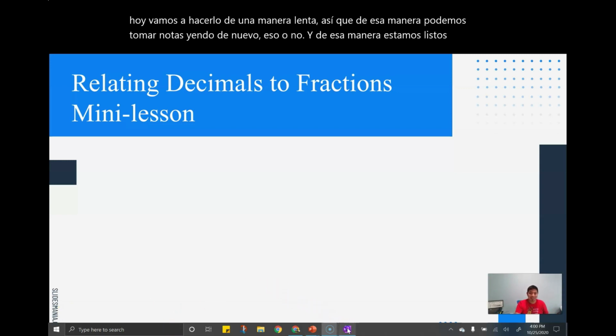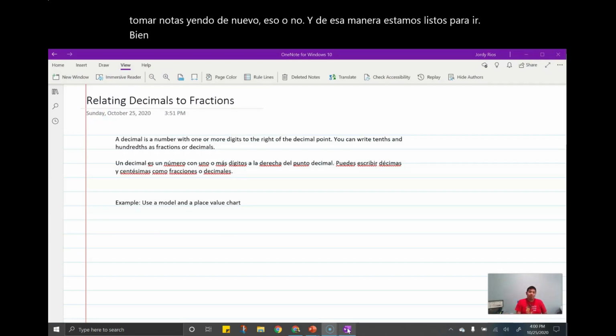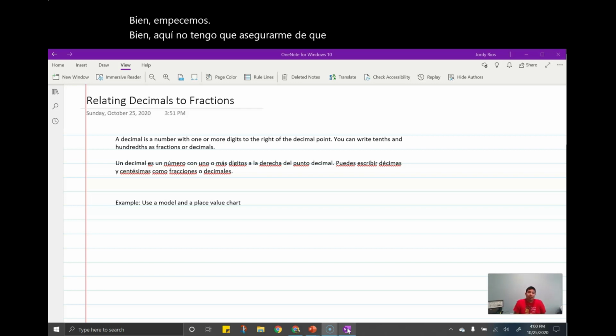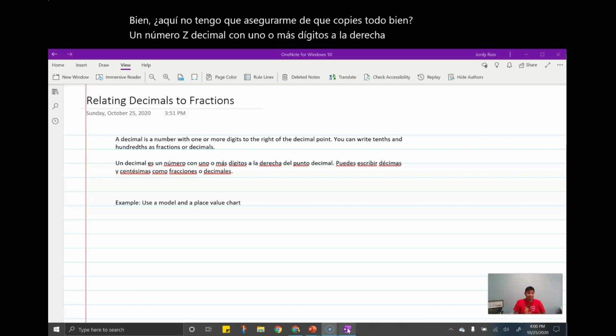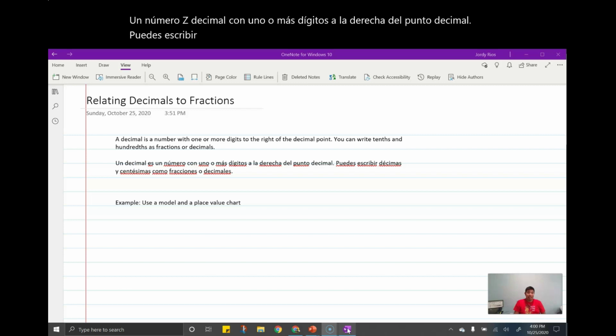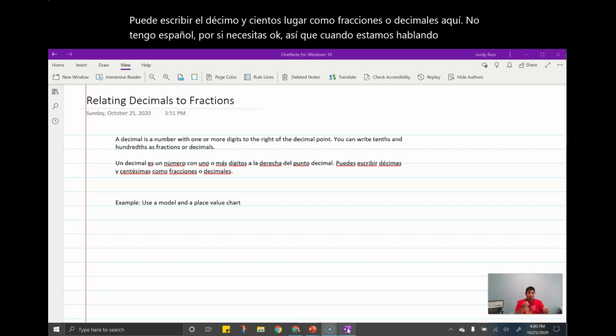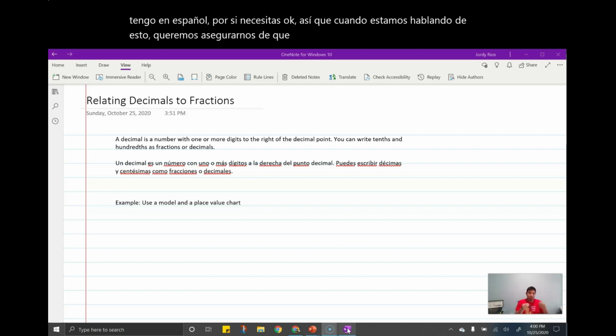So let's get started. Okay, so here I have some notes. Make sure you copy down everything, okay? A decimal is a number with one or more digits to the right of the decimal point. You can write the 10th and 100th place as fractions or decimals. And here I have it in Spanish just in case you need it, okay? So when we're talking about this, we want to make sure that you use a model and a place value chart so that way you can make sure that you're writing things correctly, okay?